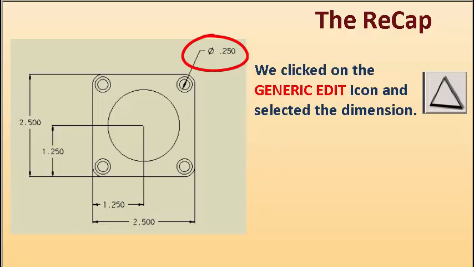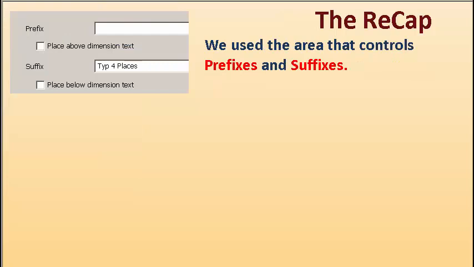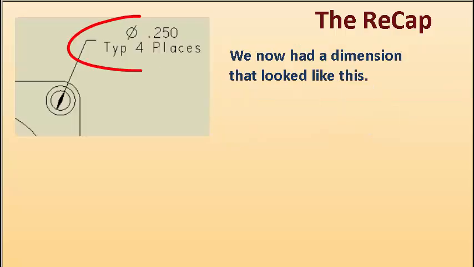We clicked on the generic edit icon and selected the dimension. We then clicked on the display text option in the dialog box that appeared. We used the area that controls prefixes and suffixes. We typed "typical 4 places" in the suffix field, checked the place below option, and clicked on OK. We now had a dimension that looked like this.